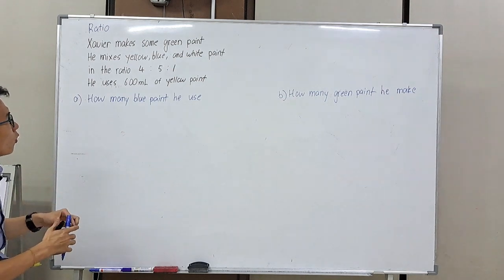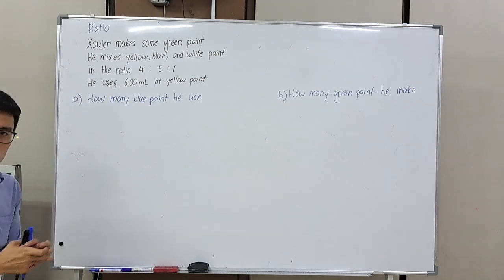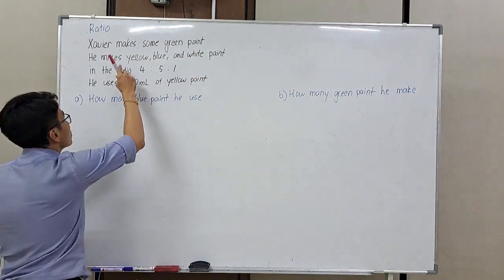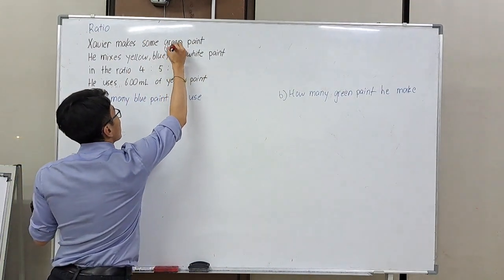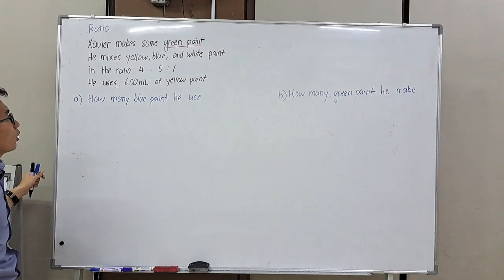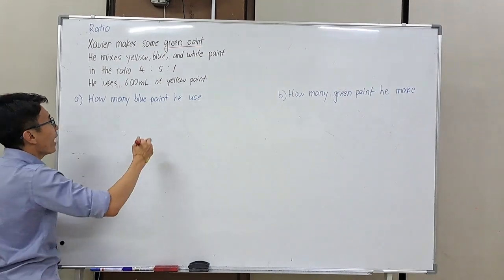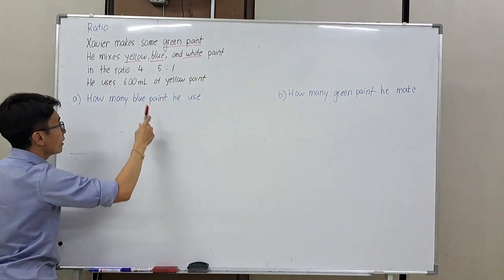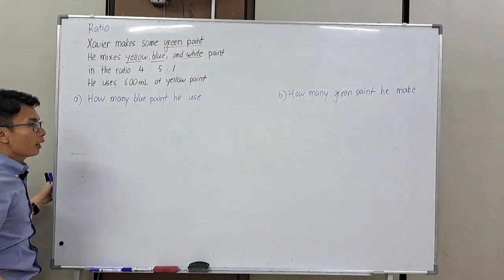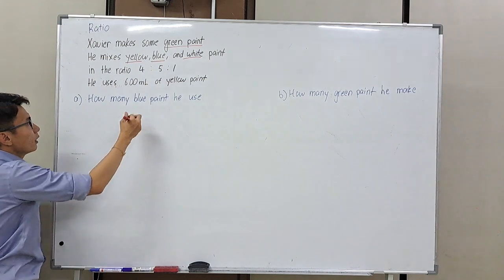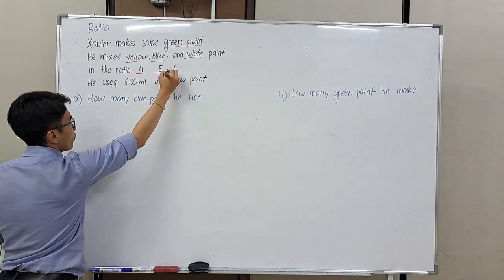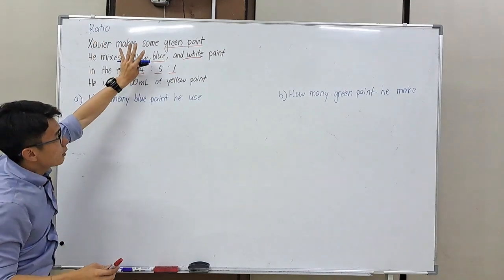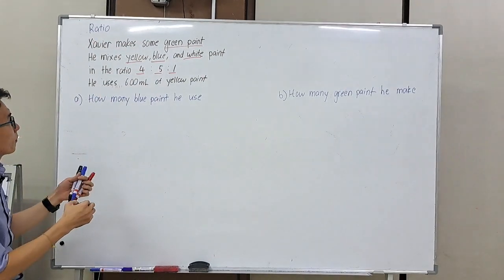First thing, I'm going to construct my table. So let me identify the key points here. I want to make some green paint, and in order to make this green paint, I need yellow, blue, and white. I need to mix these 3 colors together in this particular ratio over here. So I'm going to get all this information and construct my table.